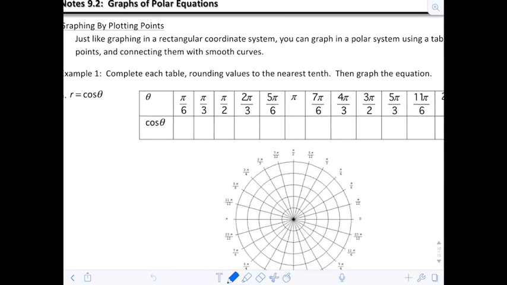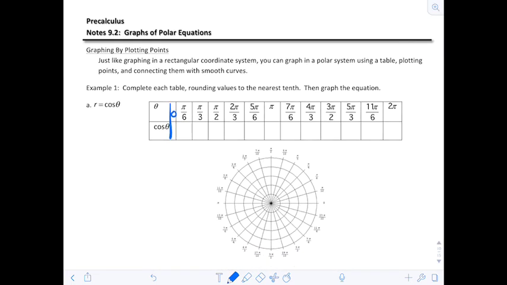Now, one thing I am going to have you do is add 0 here, because we're going to start with 0 as our theta value. So this is going to be theta, and this is cos theta, r equals cos theta, so these are our r values. As you look at the values that we have, 0, pi over 2, pi, 3 pi over 2, and 2 pi. Those are right on the axes. So let's do those first.